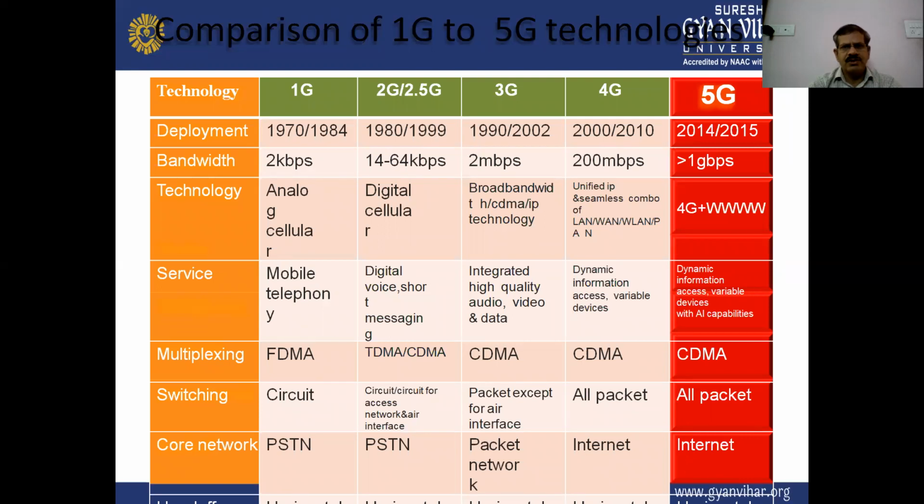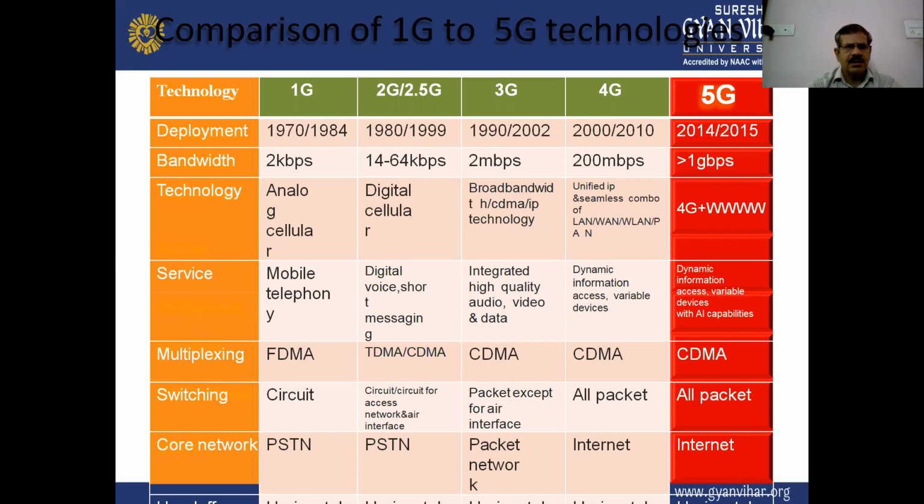So, comparison of 1G to 5G technology. In 1G, the service is mobile telephone; 2G, digital voice and short messaging; 3G, integrated high quality audio, video and data; 4G, dynamic information access, variable devices; and 5G, dynamic information access, variable devices with AI capabilities.